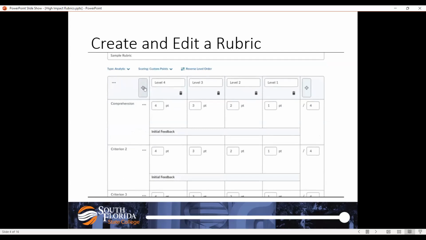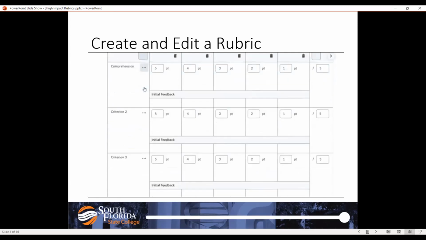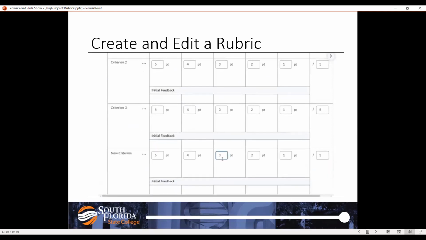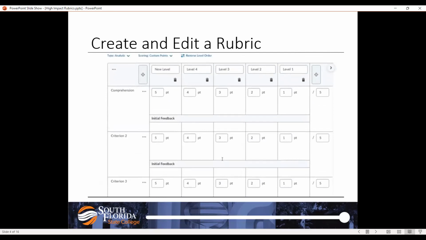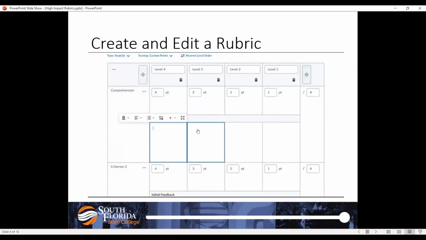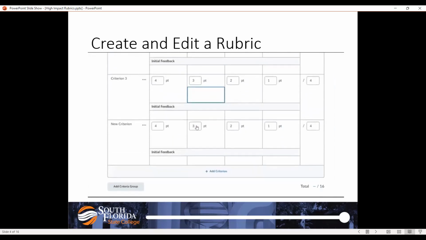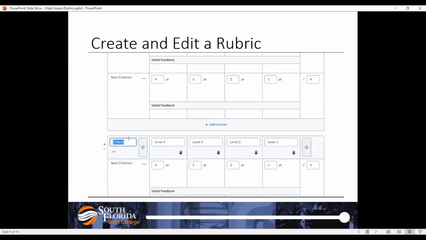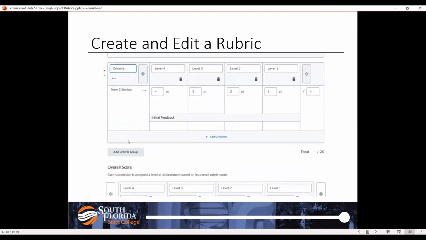Optionally, additional rubric levels can be added by clicking the plus button, and additional criterion can be added by clicking Add Criterion. Further, rubric levels can be deleted by clicking the Remove Level button. Add a description for each achievement level, if applicable, and add initial feedback that is to be applied when assessing learner work. You may add additional criterion groups in order to create multi-part rubrics by selecting the Add Criterion Group button.